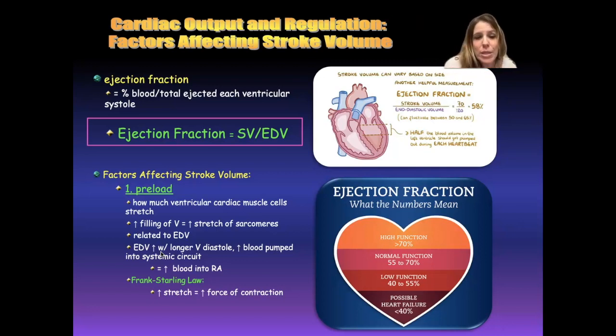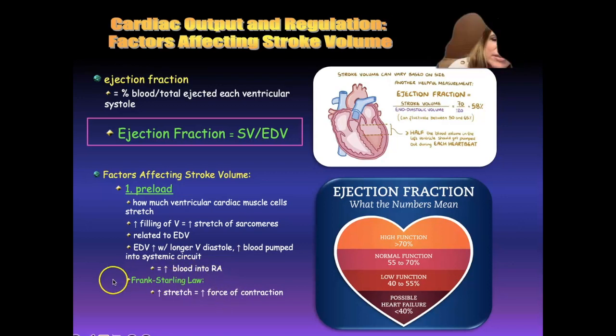means you're actually going to get greater preload the second cardiac cycle around, because once that blood has been pumped through the systemic circuit, the deoxygenated blood that returns to the heart is going to have a great influence on the preload, because ultimately it will influence the amount of blood that will go into the ventricles. So the more blood that's pumped into the systemic circuit, you'll end up having more blood into the right atrium, and that's going to lead to higher preload.